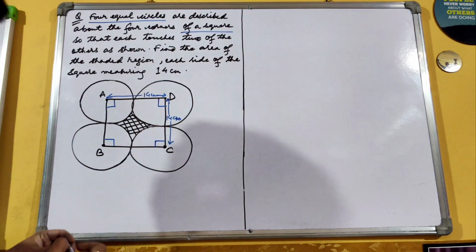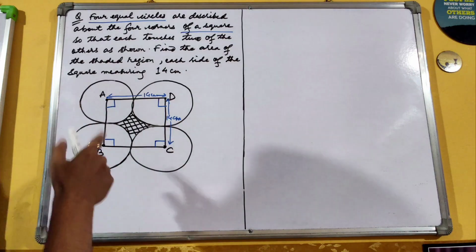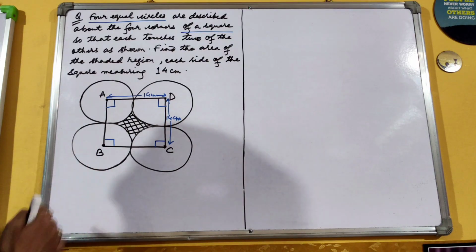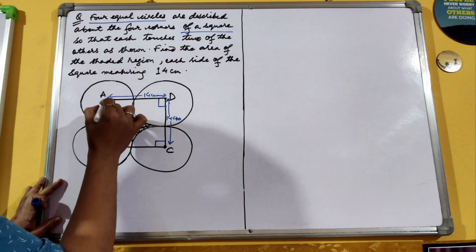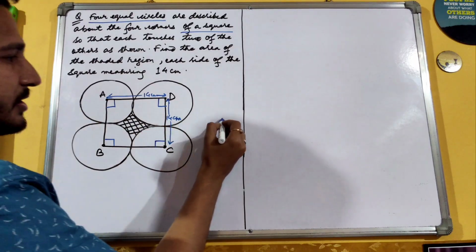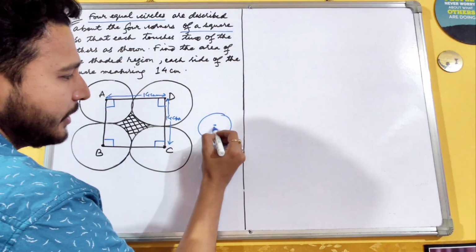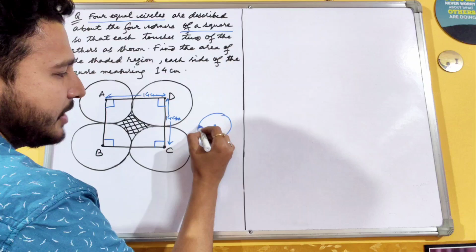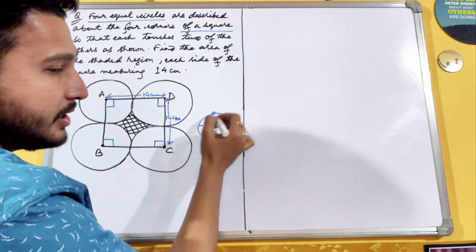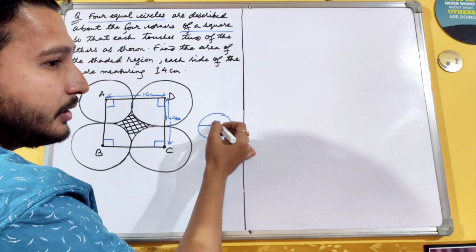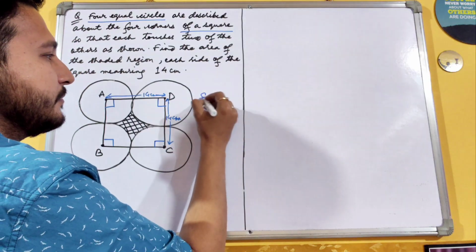So we can easily find out the area of the shaded region if we find out the area of these 4 quadrants. I mean this is called a quadrant. So if you have a circle and there is a center, and if there is a diameter, then this diameter divides the circle into 2 equal halves, which is nothing but a semicircle.